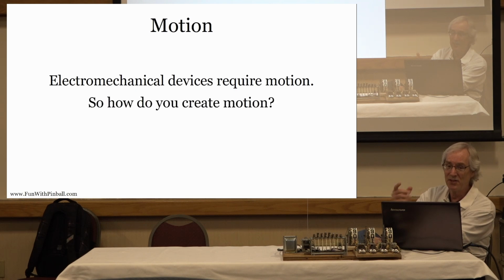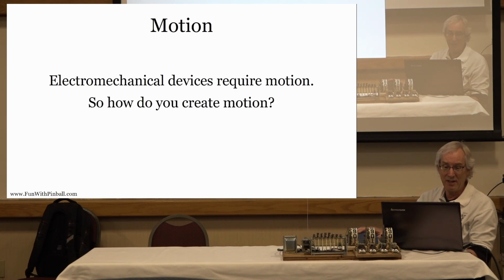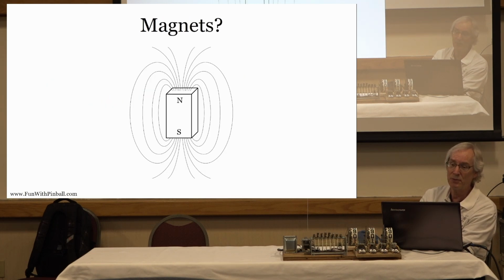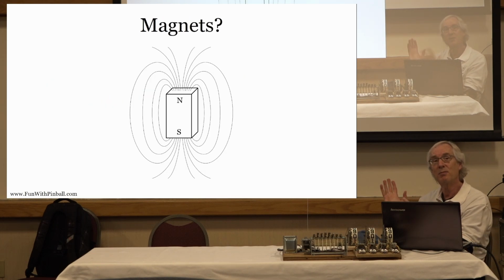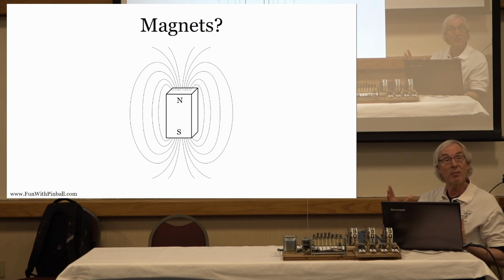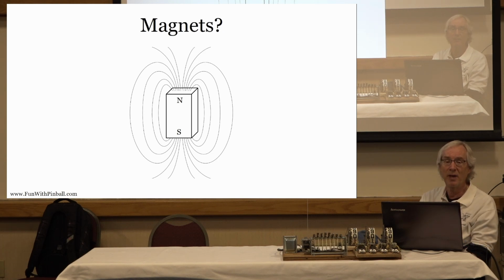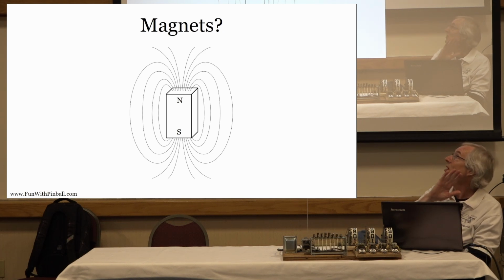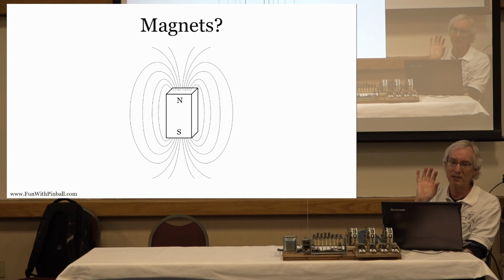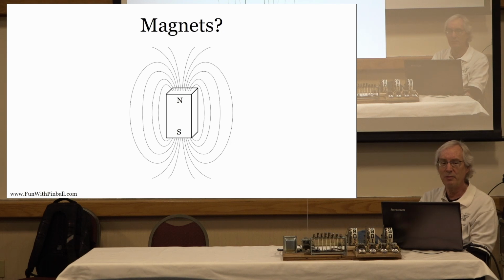So the question is, how do we create motion in an electromechanical device? We could use magnets, right? Maybe you've seen this picture in a former life or in middle school or something. This is just a bar magnet, and this is showing you the magnetic field lines that surround the magnet. This is just a cross-section, right? Those field lines surround that magnet, kind of like a donut would. And if you were to slice through that donut, this would be a picture you would get.